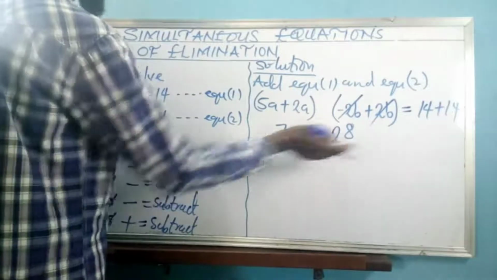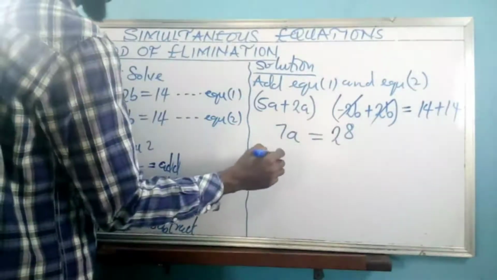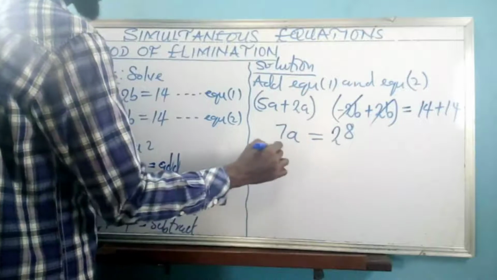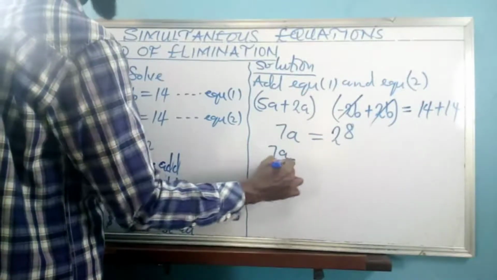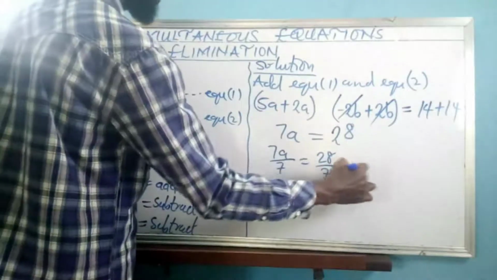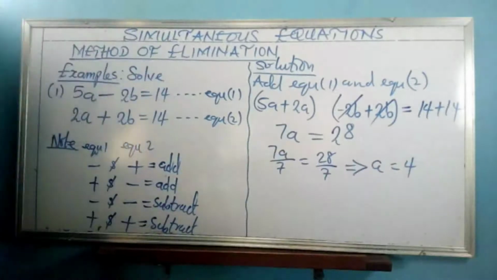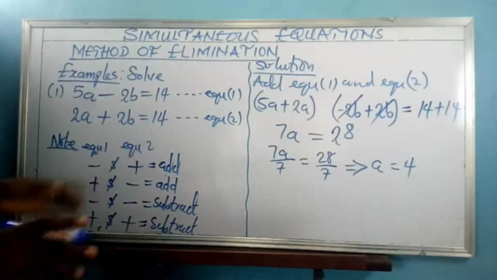So now we remember, we are talking of simple equation. Divide both sides by 7. So you have 7a over 7 is equals to 28 over 7. And our a will now be equals to what? 4. Our a equals to 4. Do we get it now? You see how simple it is?